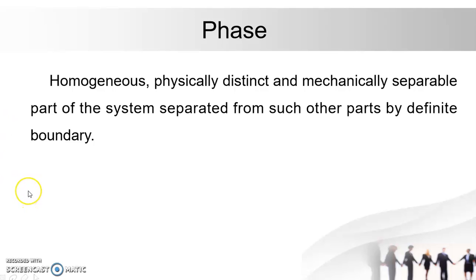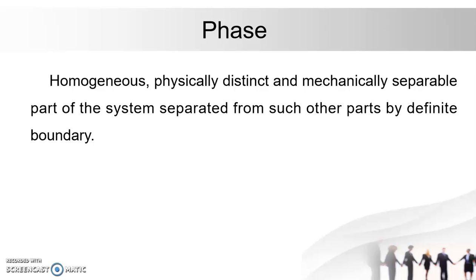So what is a heterogeneous system? A heterogeneous system comprises of two or more parts, each of which is homogeneous in itself and is separated from others by definite bounding surface. Hope you get an idea. Again, I repeat, what is a homogeneous system, which is uniform throughout in all aspects, both physically and chemically. Okay, an example for this is sodium chloride in water.